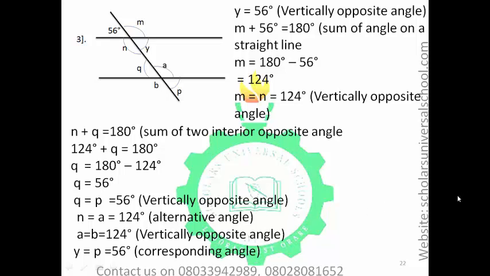Corresponding angles are equal. So we've come to the end of today's class.